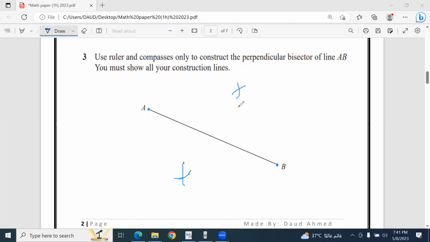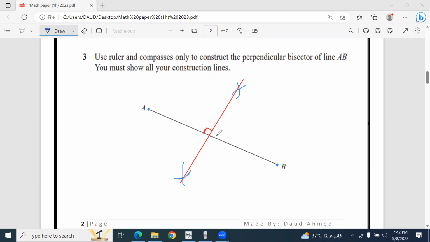You will find out that the arcs are intersecting each other. Then take your scale and draw a line which passes through these intersecting arcs. Once you draw, you will find a perpendicular bisector, or right angle of 90 degrees, at this line AB. I hope you will get it perfectly by using the compass.